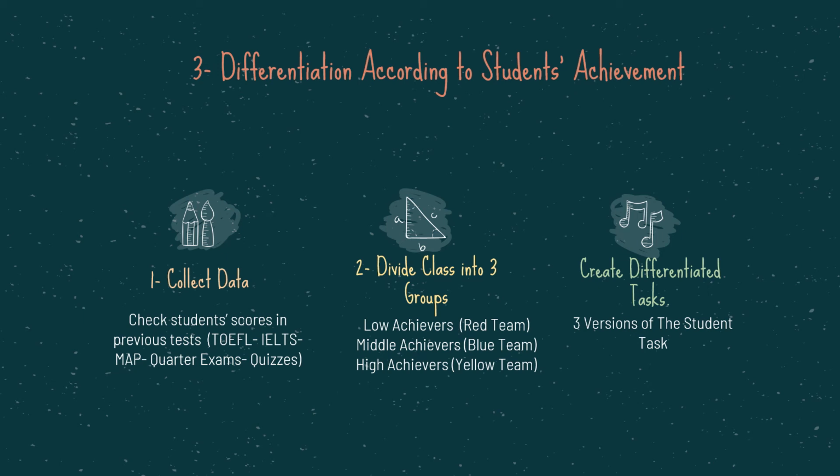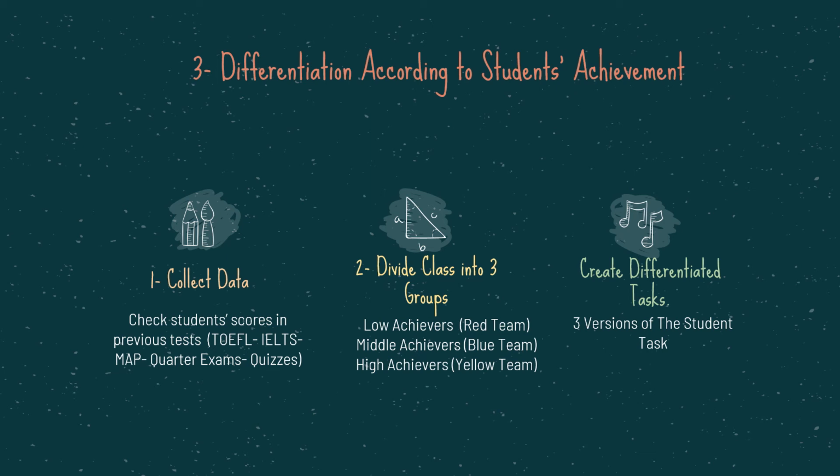So there are 3 basic steps. The first 2 happen at the beginning of the year, or at the beginning of every quarter, and the third is ongoing throughout your sessions. The first task is to collect data. So start by checking your students' scores in previous tests.